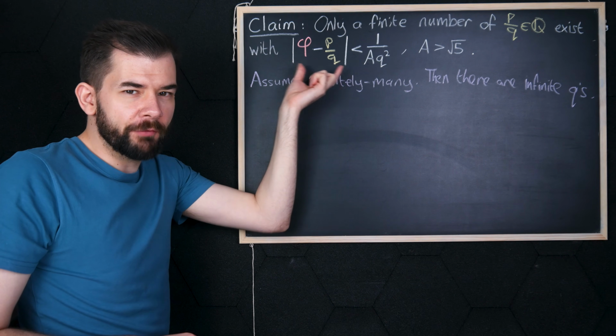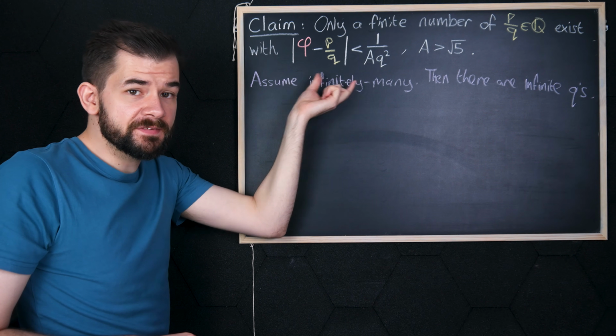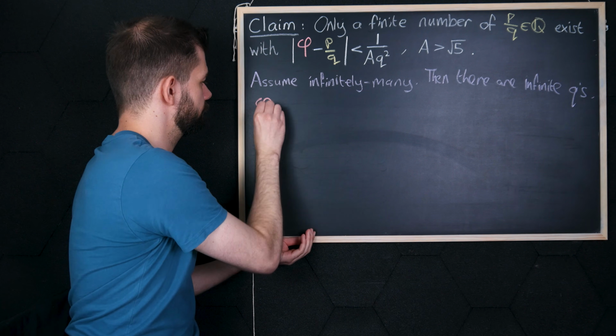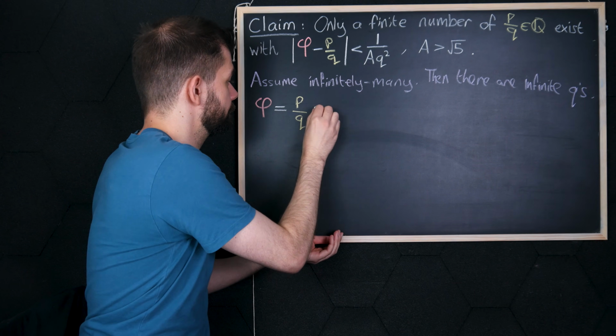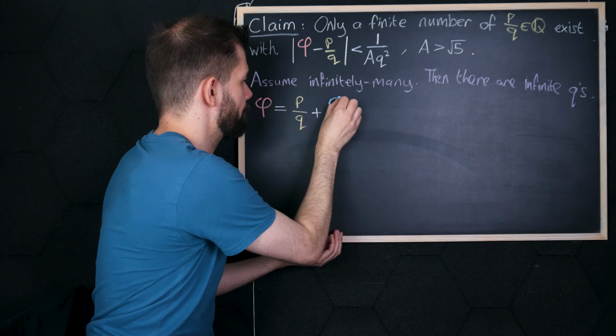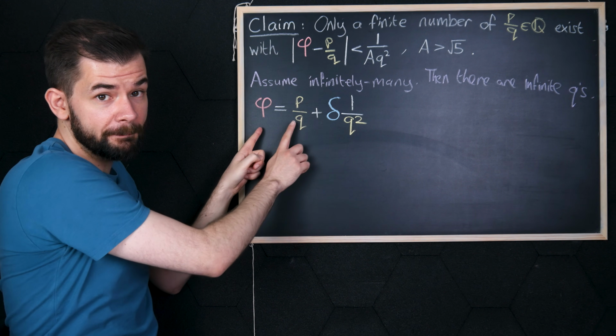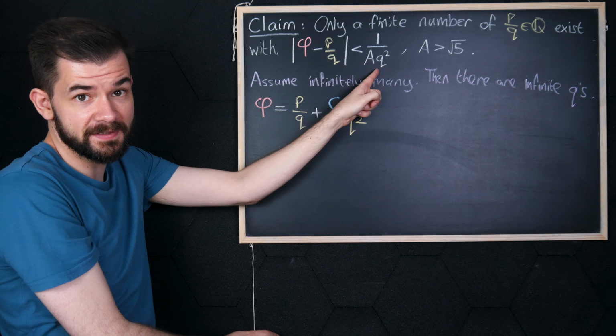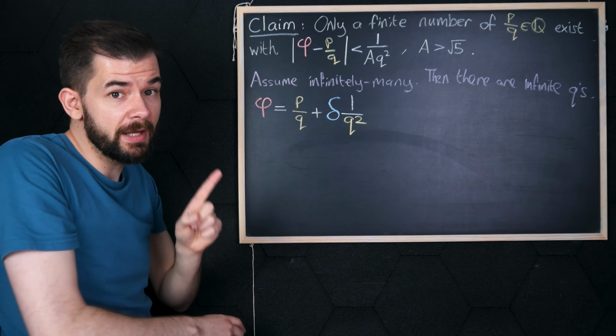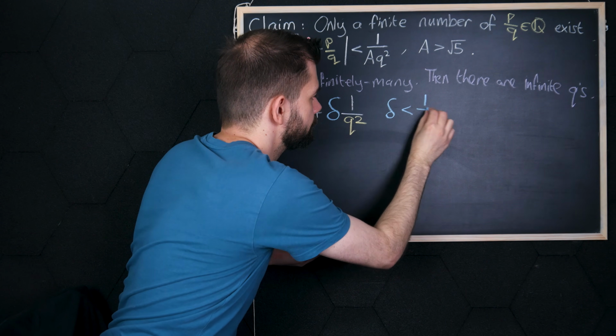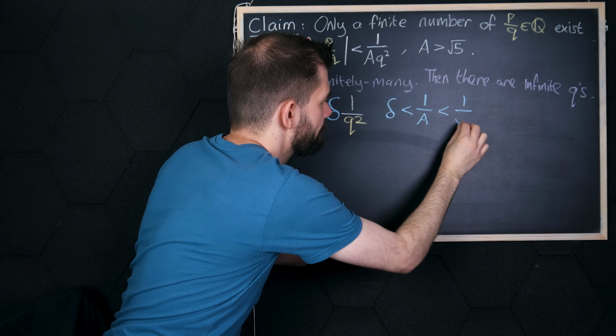Okay, now let me rephrase this distance here. What this is saying is that phi is equal to P over Q plus a small error, and I'll call that error delta times 1 over Q squared. Now, because the distance between phi and P over Q is less than this distance here, it must be the case that delta is less than 1 over A, and therefore less than 1 over root 5.